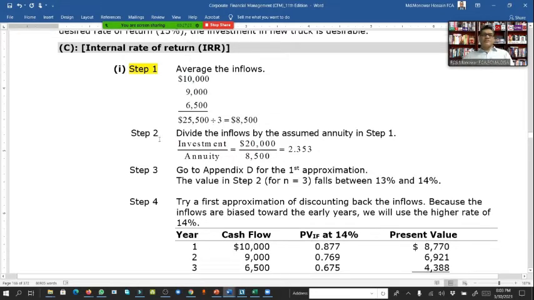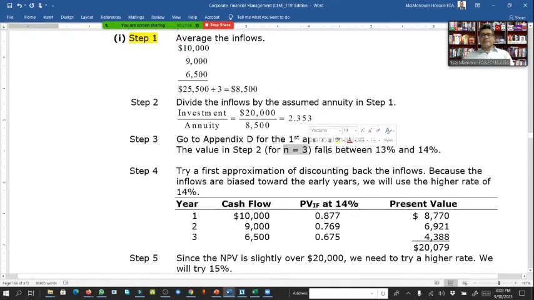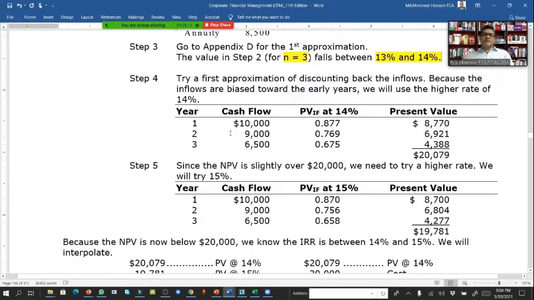So we divide the inflow; the assumption is that it is an annuity first. From that we have to take the annuity factor. The investment is 20,000, divided by 8,500, and we will get 2.353. So if we go to the 3-year row of the annuity sheet, this 2.353 falls between 13 and 14%. So how will we calculate the IRR?